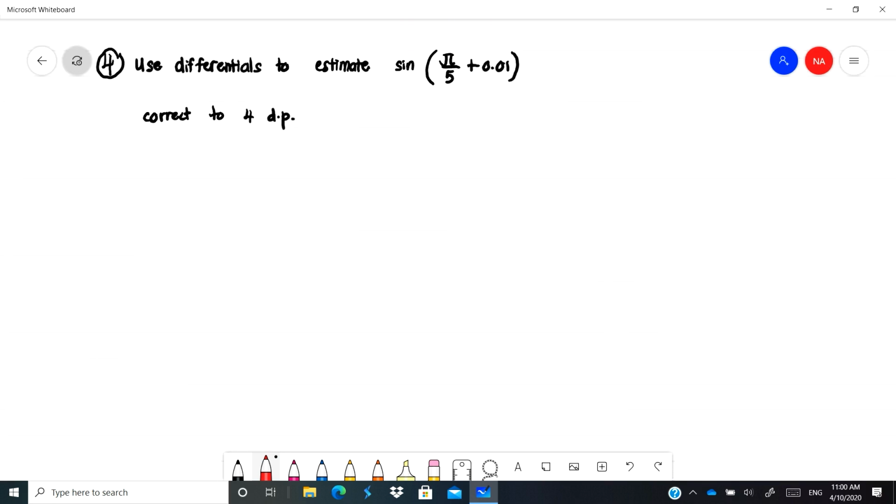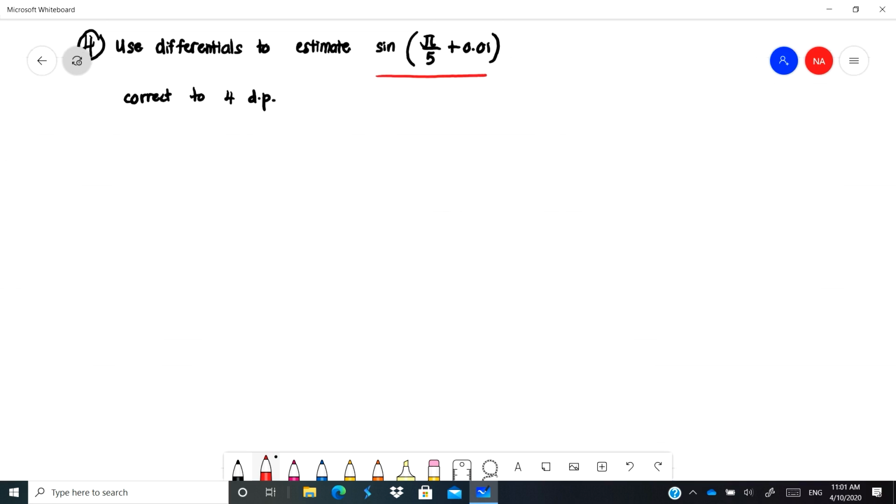So we have to use differentials to estimate this sine. Alright, this is sine, not sin dosa. The function is not given here, so we'll have to write the function. Firstly, we have to decide what the function f(x) is. Most students get confused about how to choose this, whether this is x or the whole thing is x.